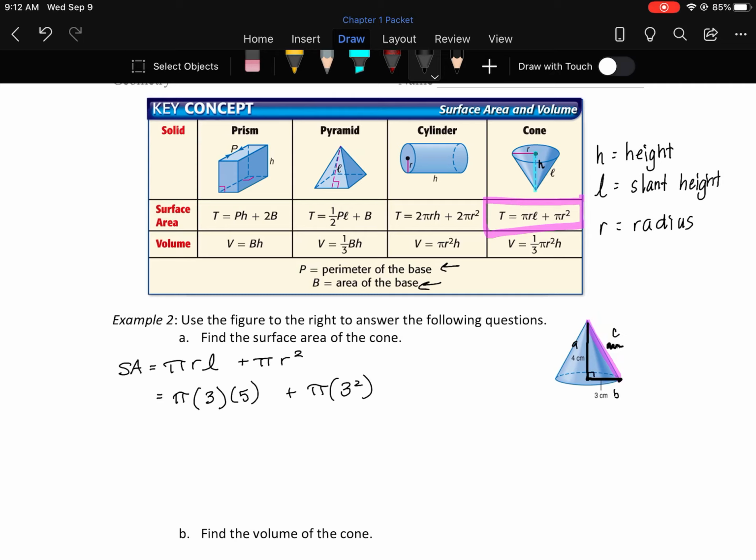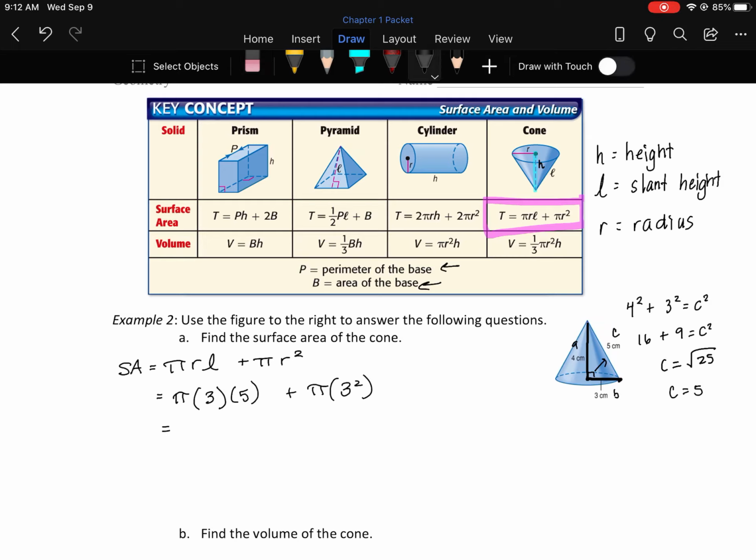So right here would be our 90-degree angle. The slant height's what we're trying to find. So it would be 4 squared plus 3 squared equals c squared. So we get 16 plus 9 equals c squared. C is equal to the square root of 25, so c equals 5, which is exactly what they gave us there. So it works out.